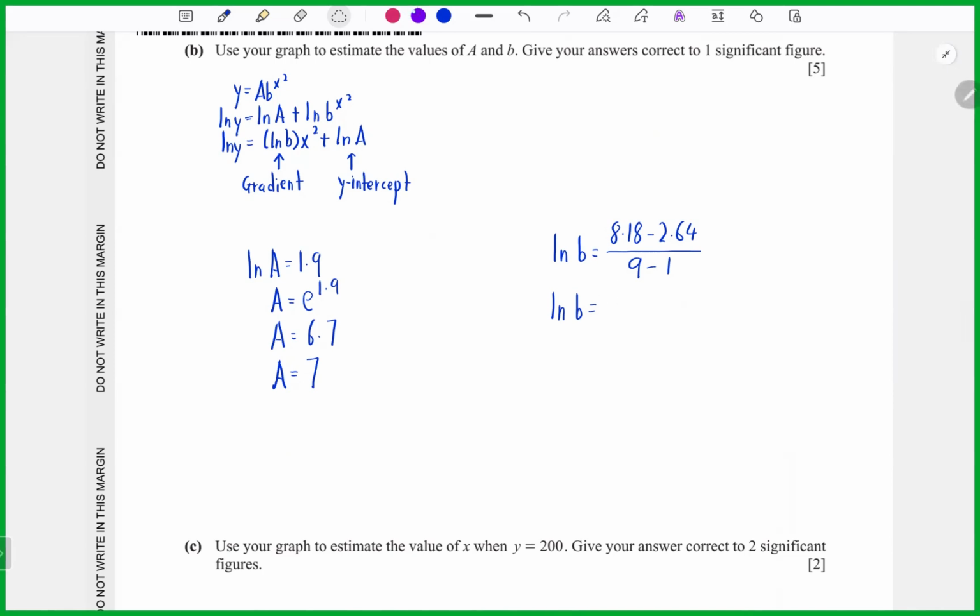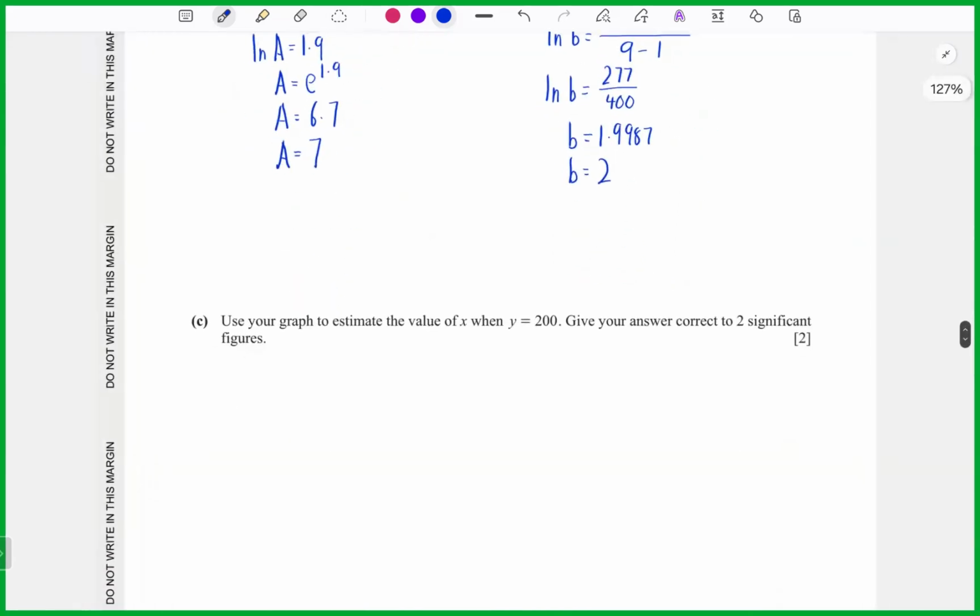Okay, 277 over 400. So now we try to find the value of b. Okay, so it's 1.9987, right? So b equals 2. Okay, now let's go into question C.